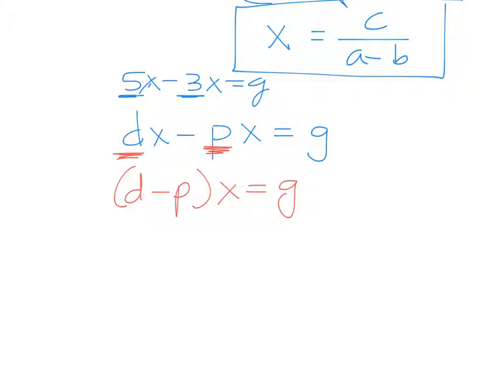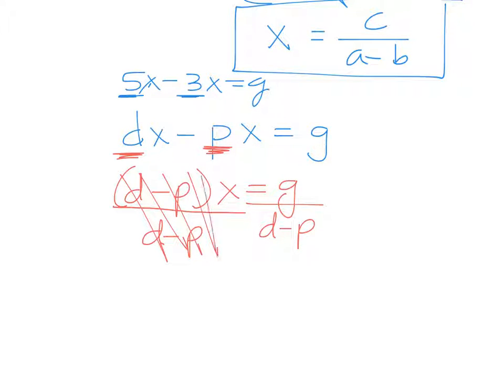All right, so if it looks like this, what do I do next? We don't want to go back to distributing, though, right? We're going to get rid of the d minus p. So right now we're multiplying it. We're going to divide by d minus p and divide by d minus p. So this is going to cancel. d minus p divided by d minus p is 1, right? So all I'm left with on the left is x. On the right, then, I have g over d minus p. None of that can be simplified, so this is your final answer.